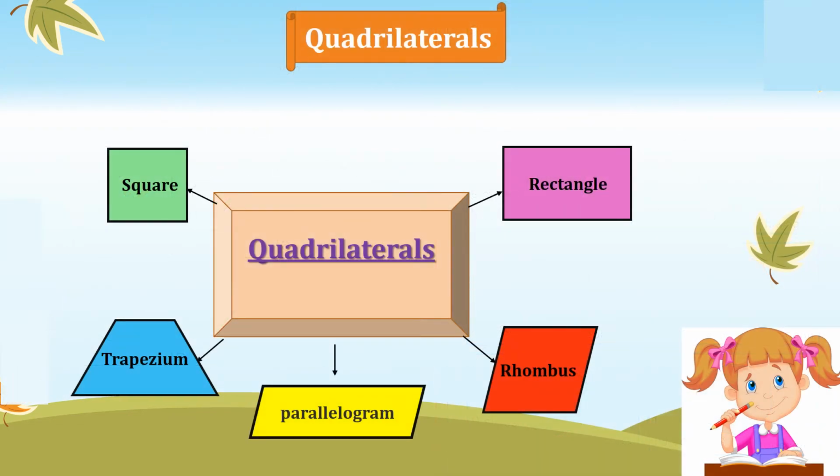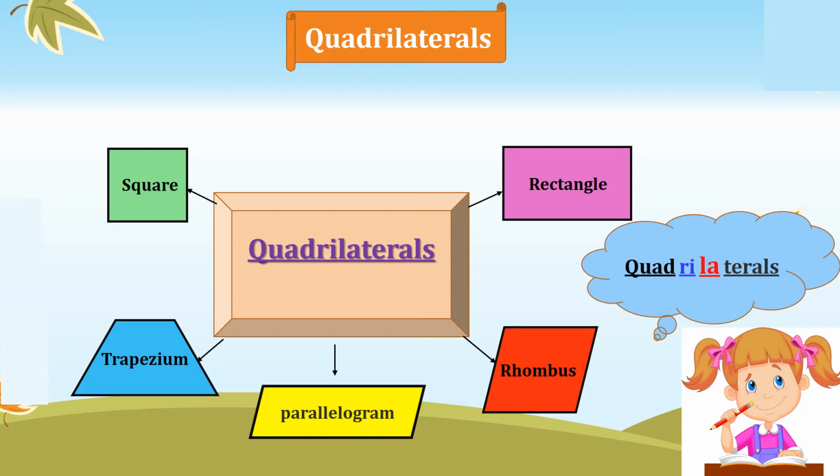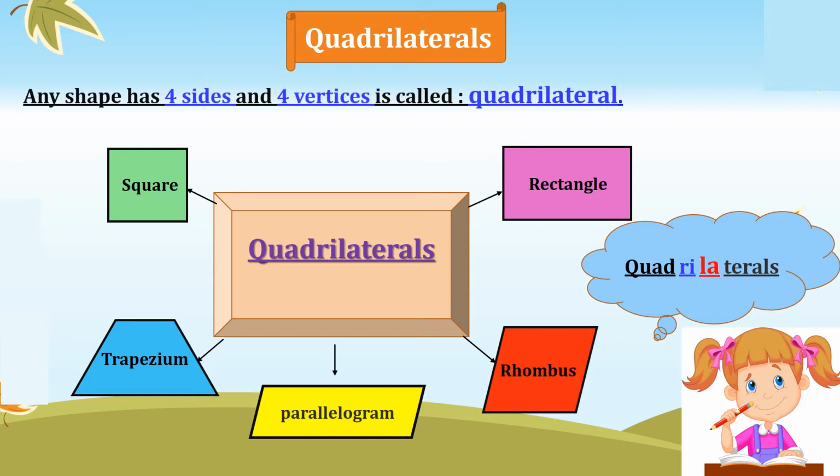Now let's move to quadrilaterals. Quadrilaterals. It's a very long word, and here our friend will help us to cut it and read it easily. Quadrilaterals. What are quadrilaterals? Any shape that has 4 sides and 4 vertices is called a quadrilateral.